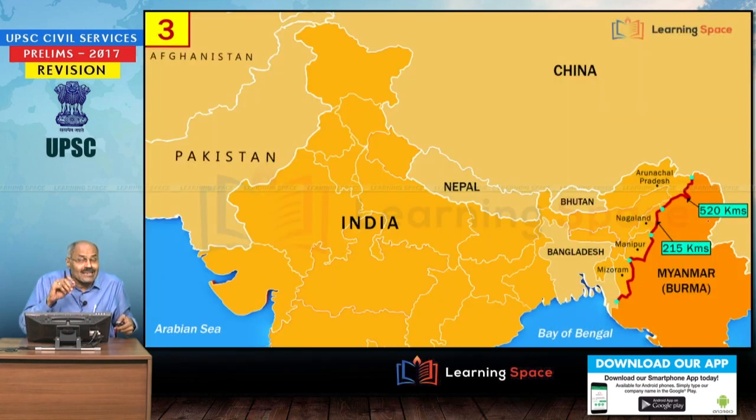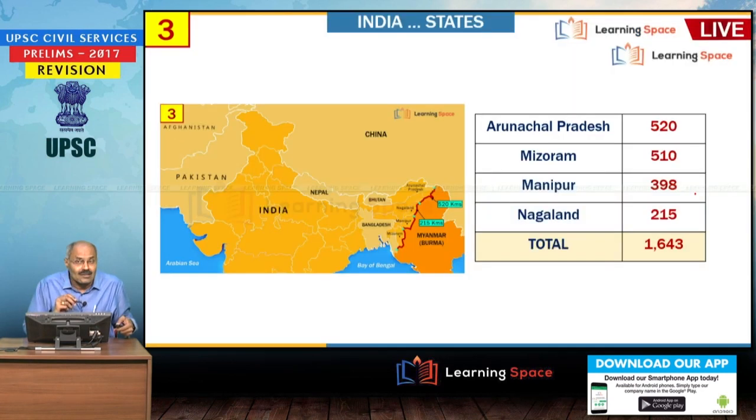Then if you see India's international border with Myanmar, then here the longest border is shared with Arunachal Pradesh and shortest is with Nagaland. And please look into this. Longest is Arunachal, shortest is Nagaland.